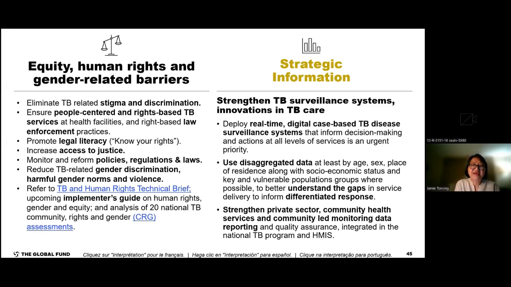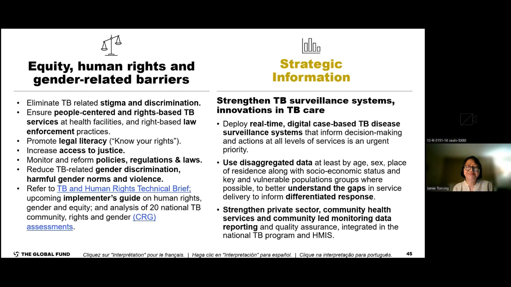So a real-time case-based TB disease surveillance system that informs decision-making and actions, using disaggregated data to understand the gaps and to inform differentiated response, and then really improving the data reporting from the private sector, community health services, and community-led monitoring, so that we are able to quantify and understand the contributions by partnering with these organizations.